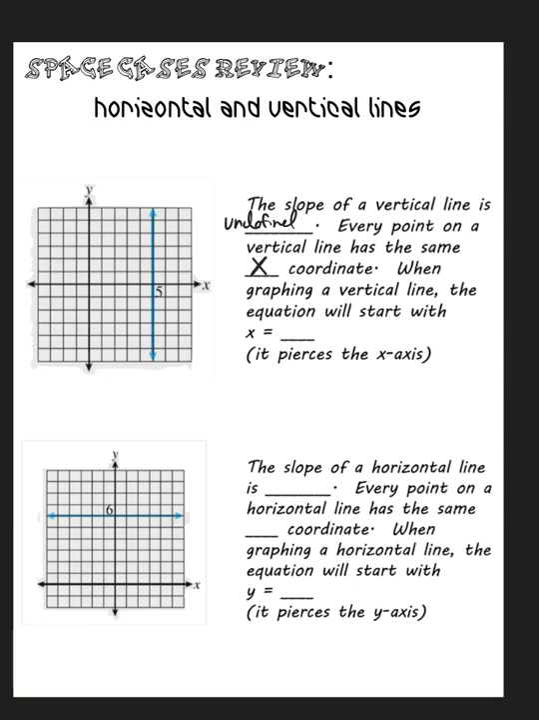When graphing a vertical line, the equation will start with x equals, and then you have to find where it pierces the x-axis, and in this case, it is 5. The slope of a horizontal line is 0, zero slope. Every point on a horizontal line has the same y-coordinate. When graphing a horizontal line, the equation will start with y equals, because it pierces the y-axis. In this case, it pierces the y-axis at 6.